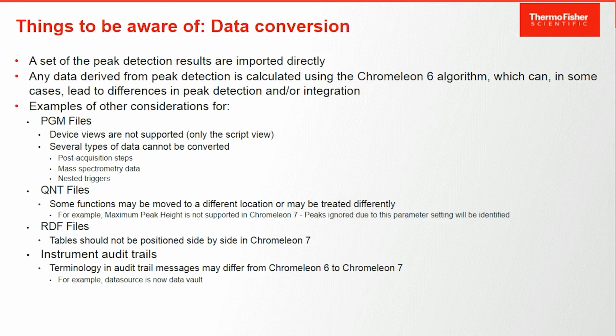And of course, throughout Chromeleon, the terminology has changed for a number of things. And so in audit trail messages, you may see differences. We've already talked a lot about Chromeleon 6 data sources and Chromeleon 7 data vaults. That's one example of the terminology changing.